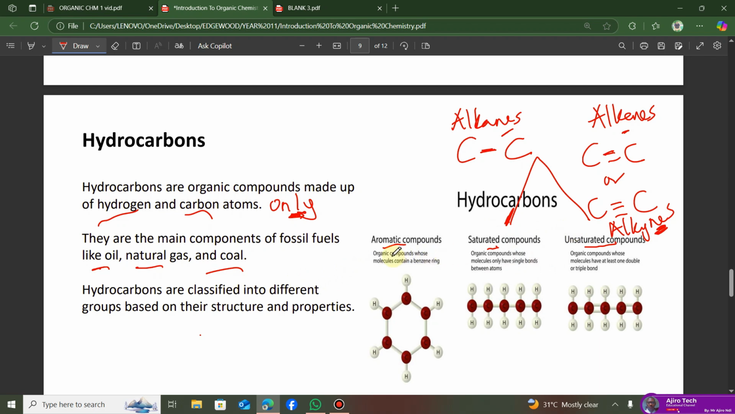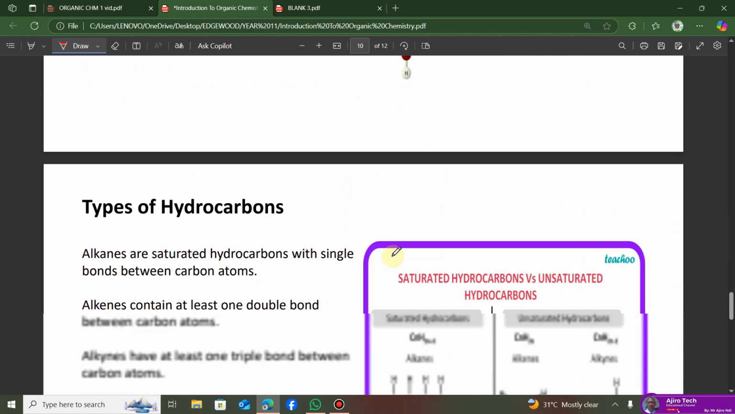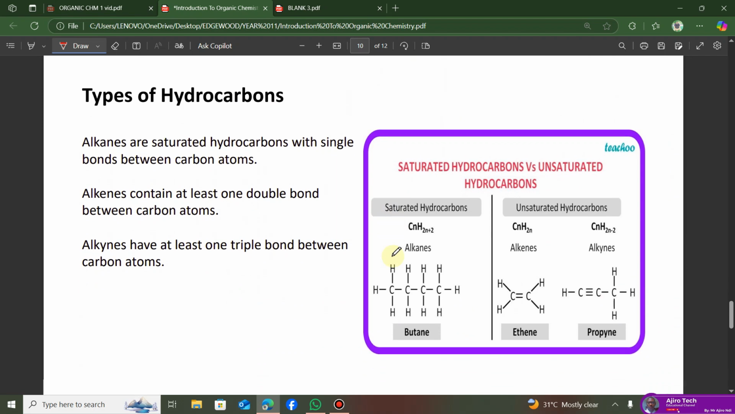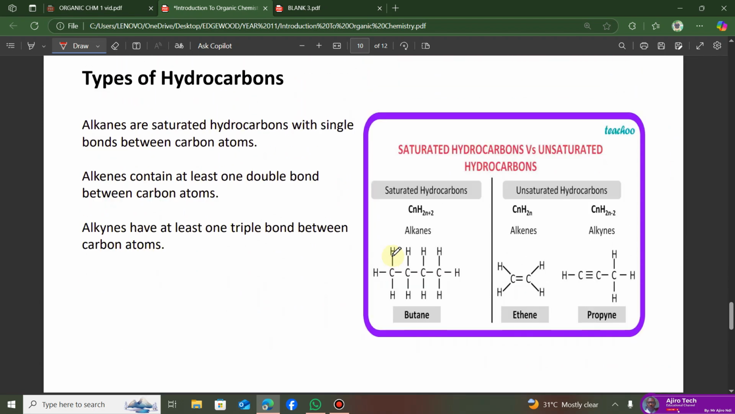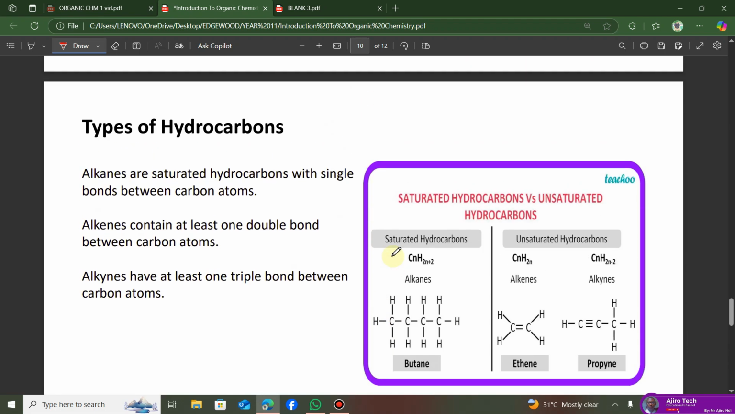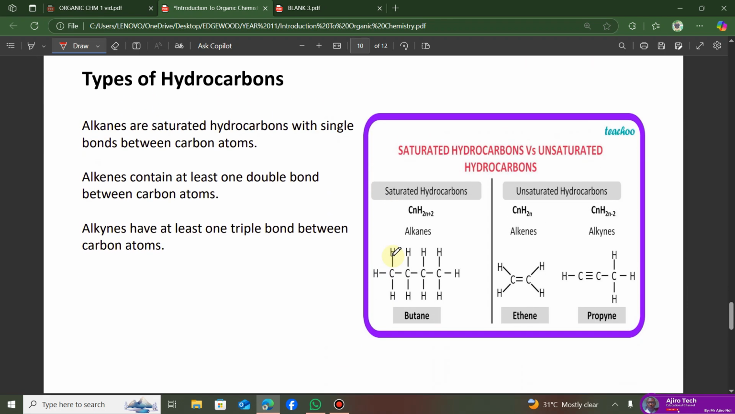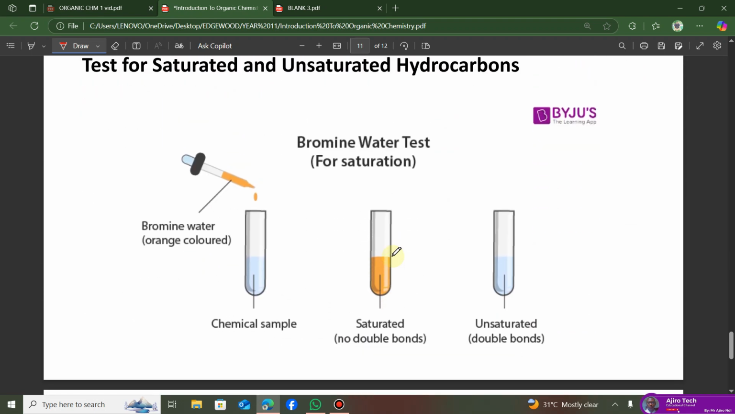Let's now go into how you identify any of them. That is, if you have a saturated hydrocarbon in a container and you have an unsaturated hydrocarbon in another container, how do you differentiate? What tests can you do to identify either of them? This is just a further explanation of what I mentioned in the previous slide. So this is a test for saturated and unsaturated hydrocarbons.